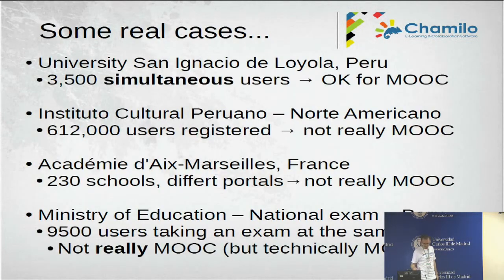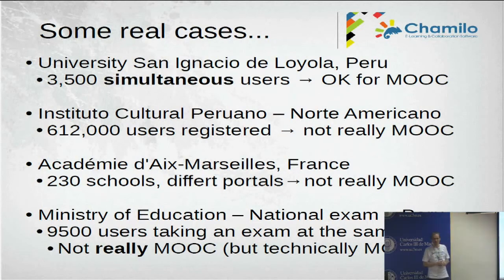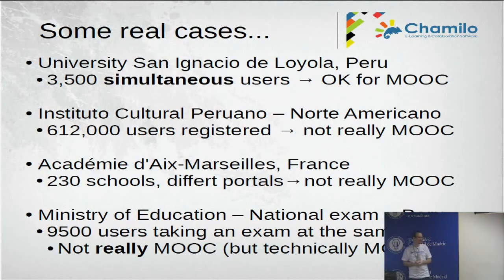With Chamilo. So, for example, these are real cases, and we'll try to see which ones of these apply for a MOOC. So for example, we have a university in Peru. They have 3,500 simultaneous users. And usually these are split between 3 to 4 courses. So if we're lucky there, we have a MOOC situation. In any case, 3,500 users simultaneously connected is a big number, and it's on the same server, so philosophically it's maybe not a MOOC, but technically it is.